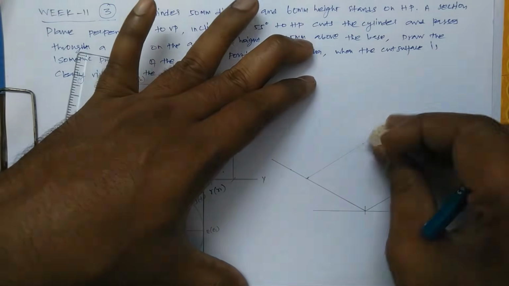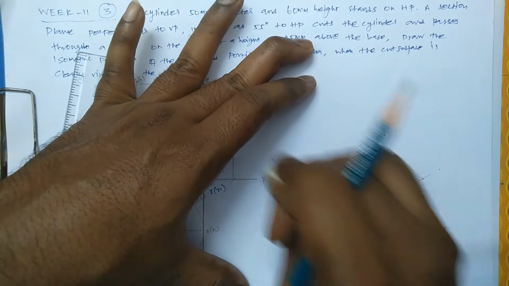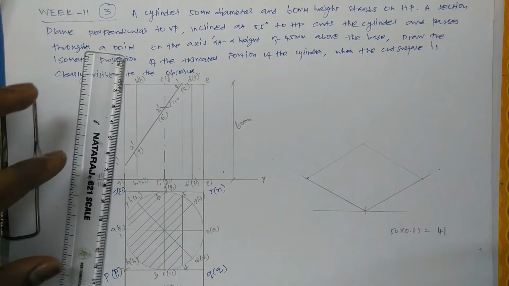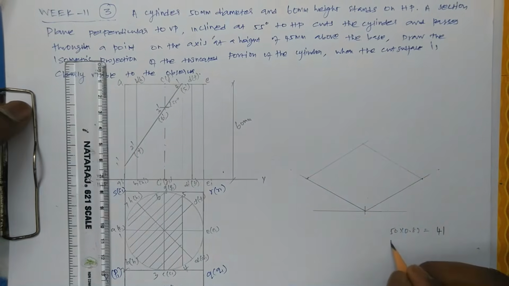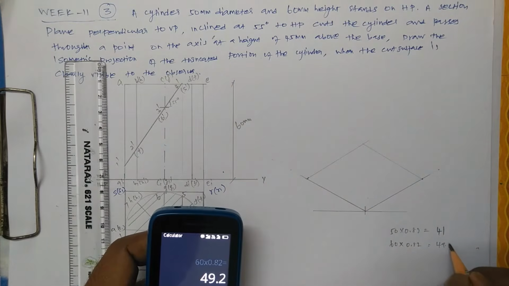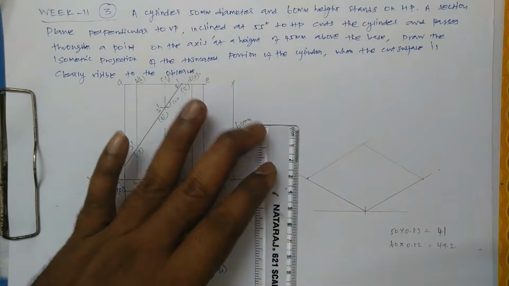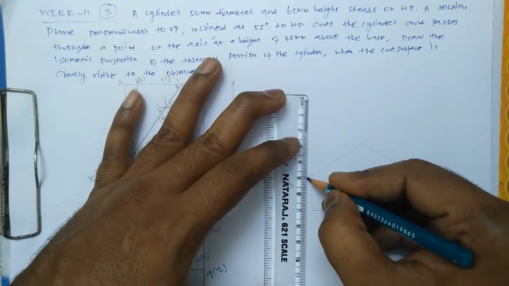So let us erect a vertical line that is 60 mm. 60 mm means just convert to the isometric scale. 60 into 0.82, almost it will come to 49, I think. The height is 60 mm, that is made to an isometric scale. So let us calculate: 49.2. Let us take 49. Erect a vertical line for 49.